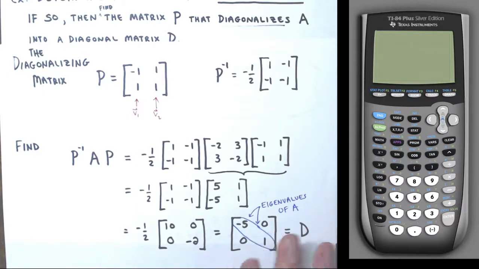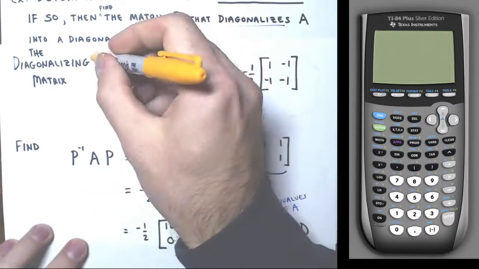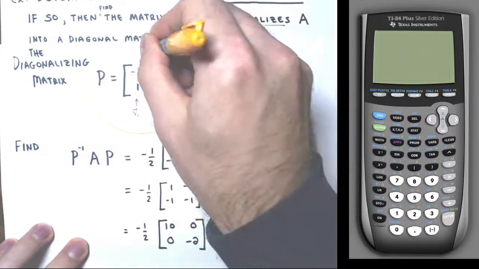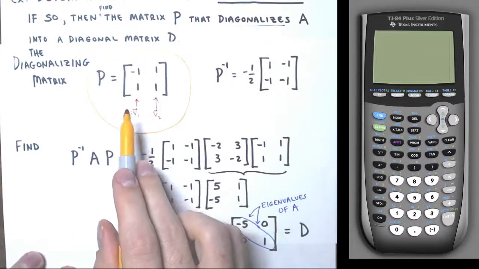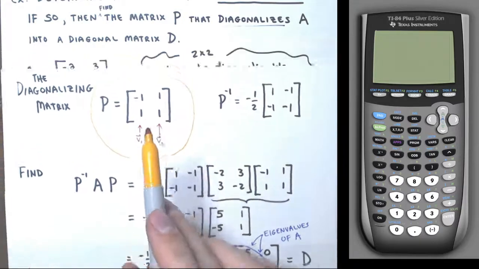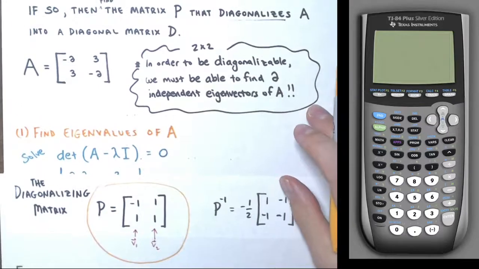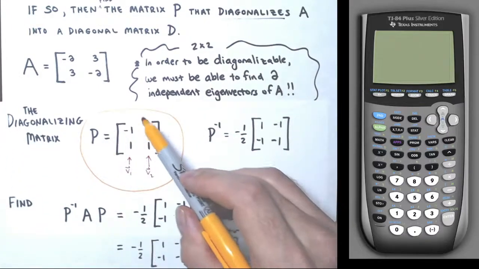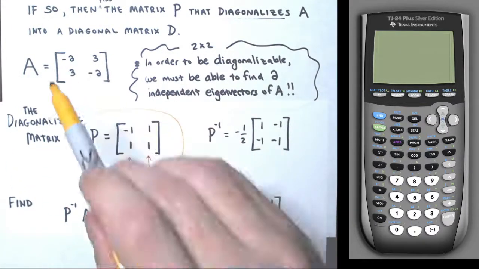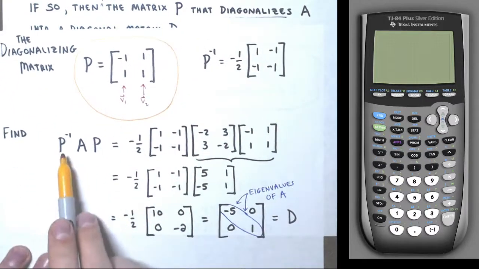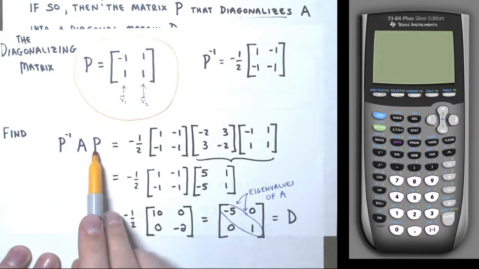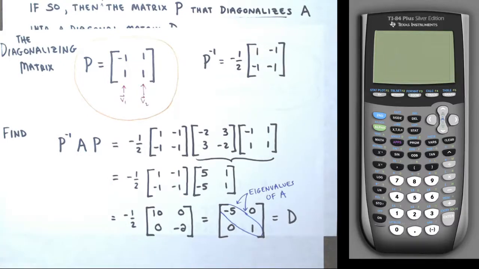And this is wonderful. So A was diagonalizable, and here is the matrix. We'd say that this matrix P diagonalizes A into matrix D, because P inverse times A times P is diagonal. Or A and D are similar.